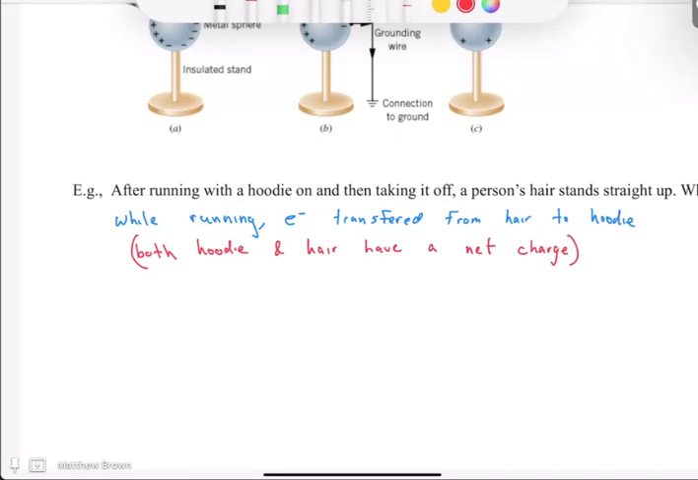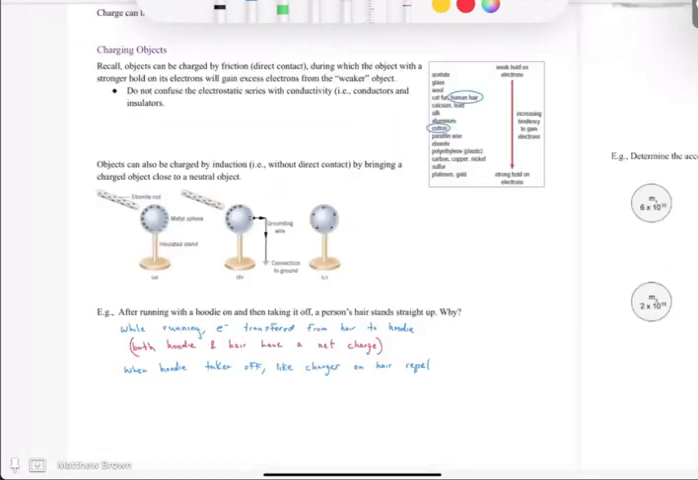Then you take the hoodie off, right? Now you're left with hair that has a charge, right? That has a net charge. So as soon as we take this hoodie off, you've got, I guess in this case, positively charged hair, and so like charges repel, right? And so as a result, all your hairs, I guess, try to get as far away from each other as they can. And so you're left with, well, you've seen what that looked like, right? I didn't get a picture or something like that, but kind of get the idea.